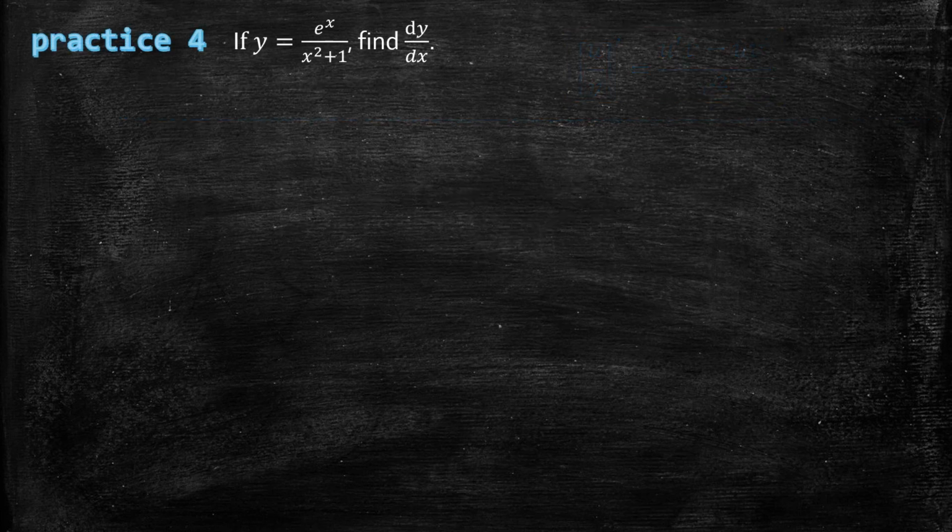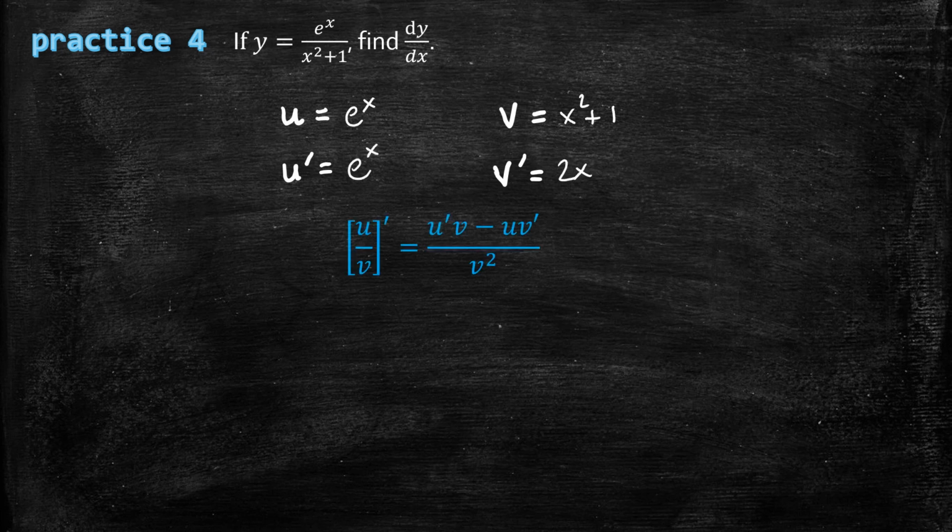So let's apply the quotient rule. Here we have a quotient. Remember, u is the upper function. That's u for upper, and v is the one in the denominator. So u is e to the x, v is x squared plus 1, du by dx, or u prime, is e to the x, and v prime is 2x.